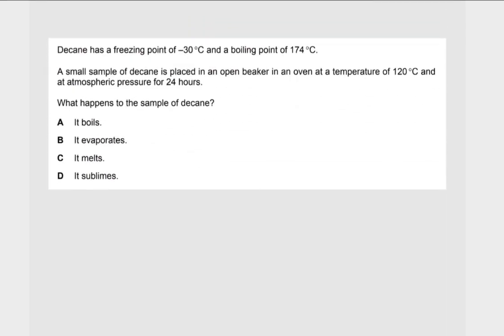Decane has a freezing point of minus 30 degrees Celsius and a boiling point of 174. A small sample of decane is placed in an open beaker in an oven at a temperature of 120 degrees Celsius and atmospheric pressure for 24 hours. What happens to the sample of decane? So sample of decane, what is its physical state? Minus 30 degrees Celsius is the freezing point. So between minus 30 and 174 degrees Celsius, decane is a liquid.